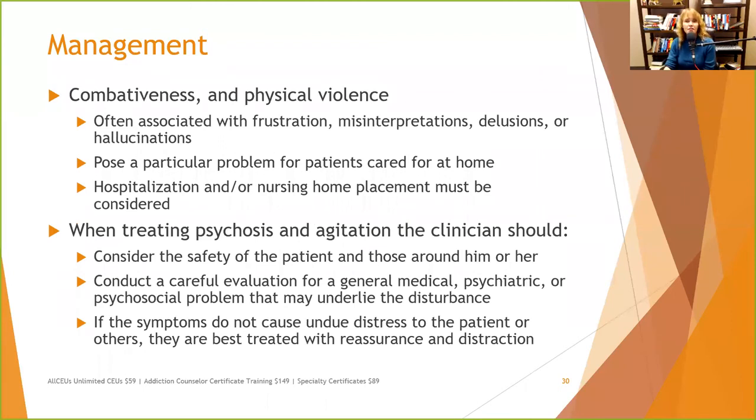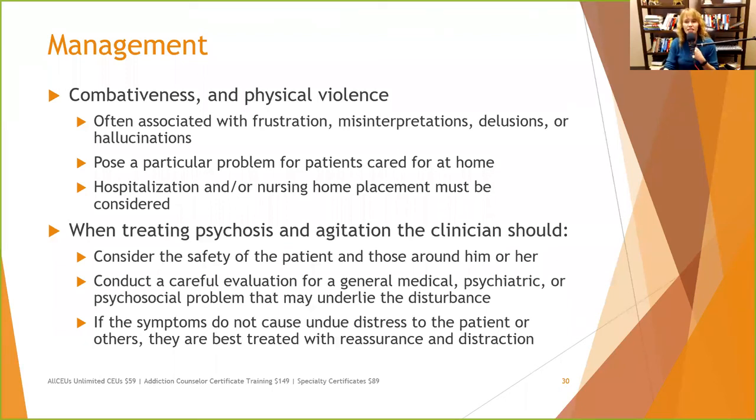Combativeness and physical violence are often associated with frustration, misinterpretations, delusions, or hallucinations. So frustration is probably one of the biggest causes of combativeness and physical violence. It's like, don't tell me that, don't touch me, or whatever. A lot of times it's not combativeness, like they're trying to beat the tar out of somebody. It's they're trying to get you away. They're angry. But being aware of that and educating the family about how to handle that kind of behavior. They pose a particular problem for patients cared for at home because a lot of home caregivers are not skilled at dealing with de-escalation. And hospitalization and or nursing home placement may be considered.